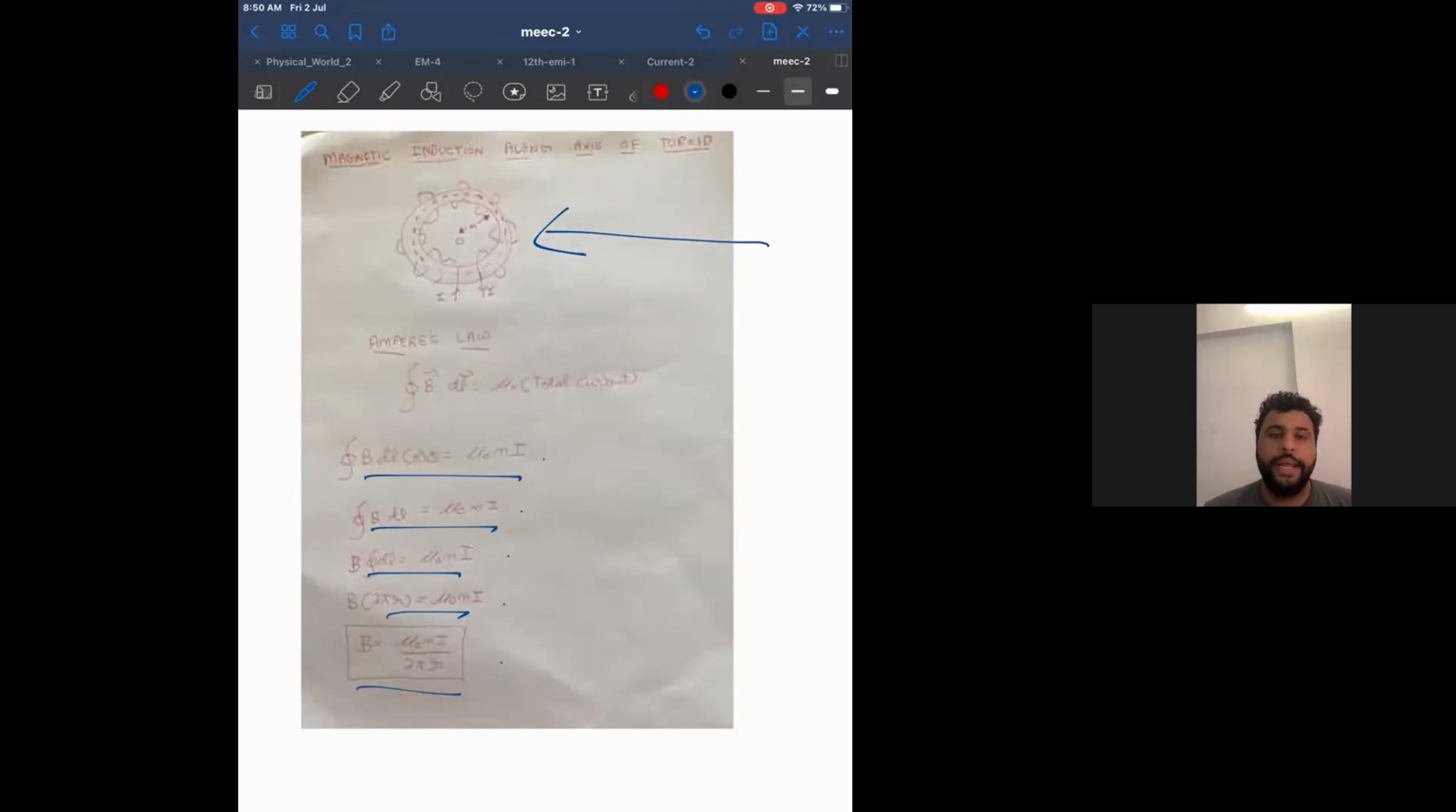Magnetic induction B naught is equal to mu naught Ni by 2 pi r. Correct. Therefore, the first derivation and third derivation are exactly the same. There's only one n difference. Okay. So just write, don't do the derivation. I'll give you the PDF.